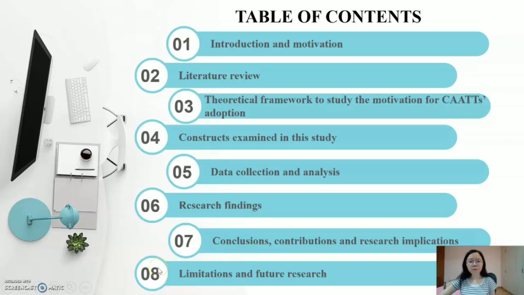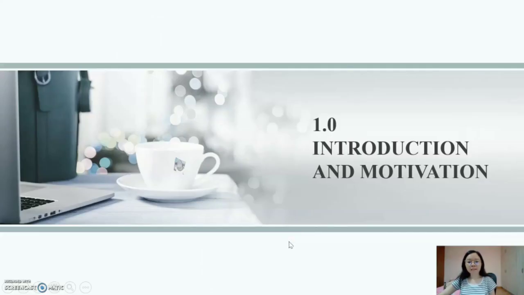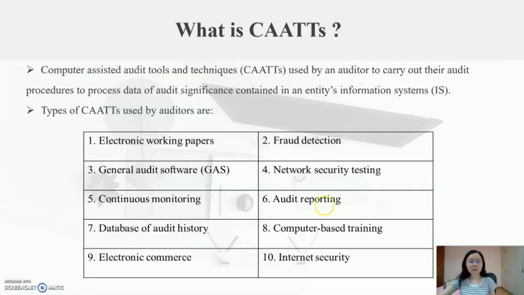In our presentation, we will divide into 8 sections. The first part is about introduction and motivation. What is CAATTs? It refers to Computer-Assisted Audit Tools and Techniques. It is a computer-based system used by the auditor to help them carry out their job. When they are carrying out their procedures, these computer tools can help them improve their effectiveness and efficiency in collecting audit evidence, which is the information contained in an entity's information system.